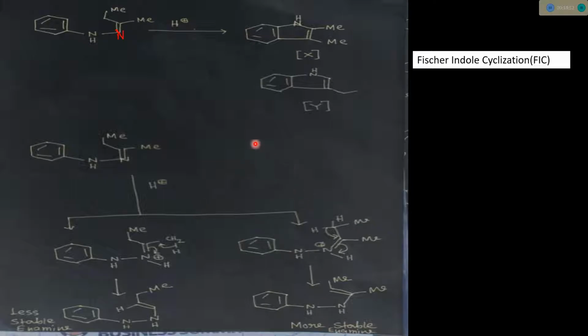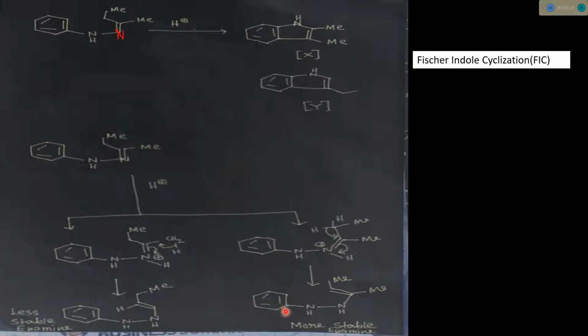So if we use acetic acid as a source of H plus, since acetic acid is a weak acid, it is less reactive, so it is more selective. Since a weak acid is less reactive and more selective, it selects the particular path in which the more stable intermediate is formed. So in this case the more stable enamine, the hydrazine, is formed.